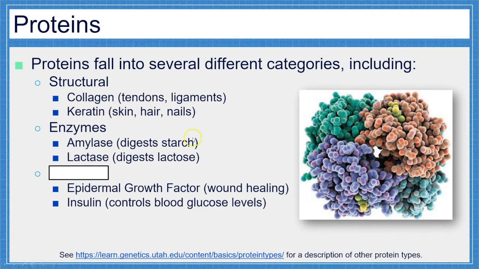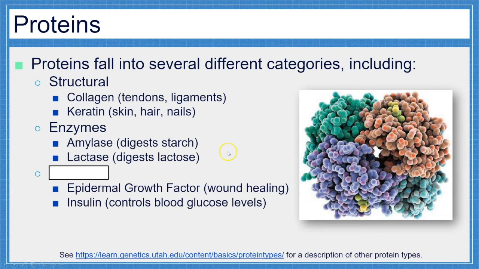But then we also have enzymes. Enzymes are a type of protein that helps certain reactions occur faster. Amylase is a protein enzyme that helps you to digest and break down starch, and lactase is one that helps you with breaking down lactose. In fact, if you're lactose intolerant, generally what that means is that your body's not producing lactase anymore, and so you don't have that enzyme to break down the lactose, and that gives you an upset stomach.